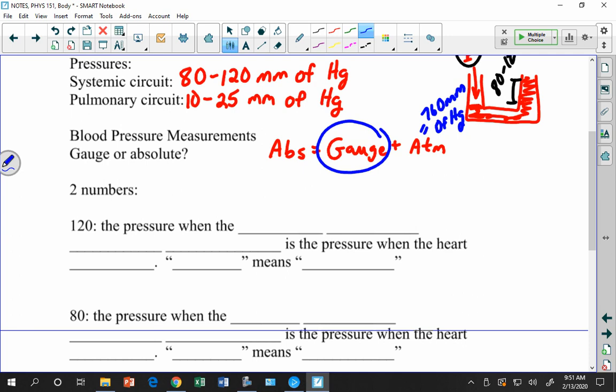So when you're measuring blood pressure, we have two different numbers. By the way, this isn't the systemic and the pulmonary circuit. That's two pressures in the circuit, but that's not what you're measuring. But when you are measuring, you measure two numbers. For example, the first would be 120, which is a pretty good number. That's the pressure when the heart contracts.